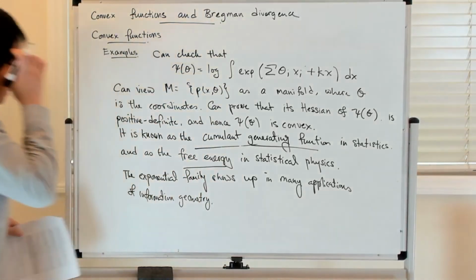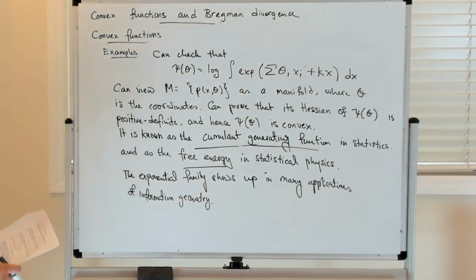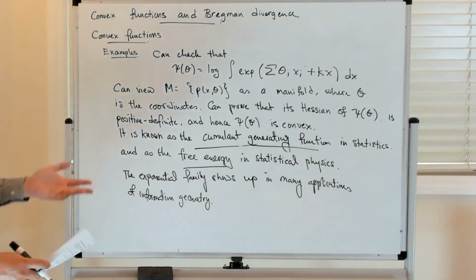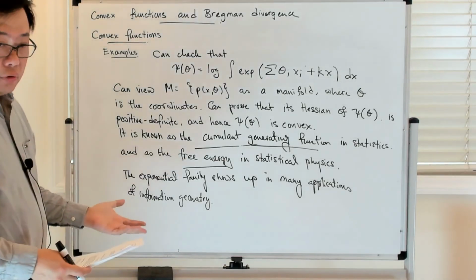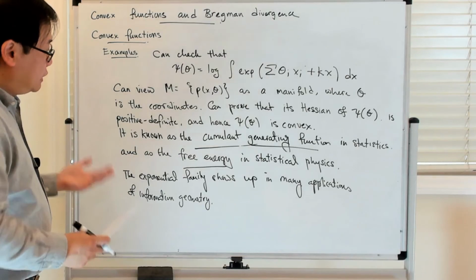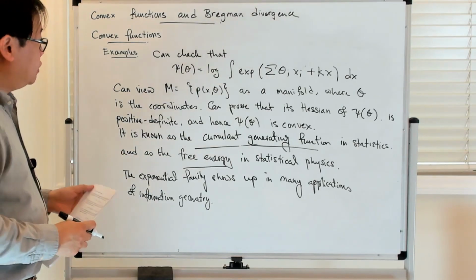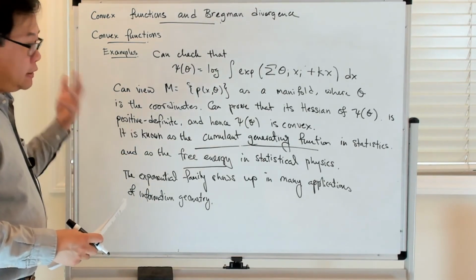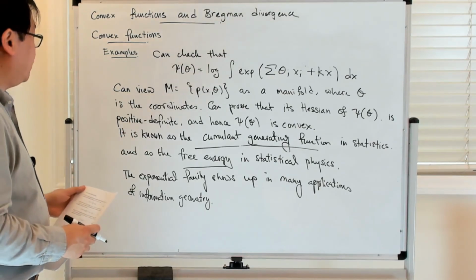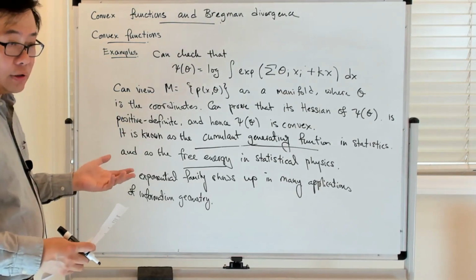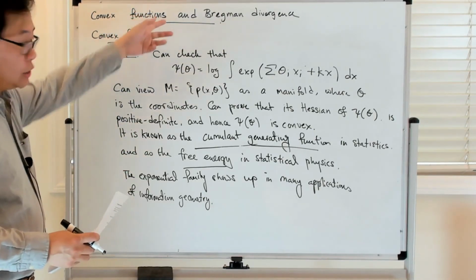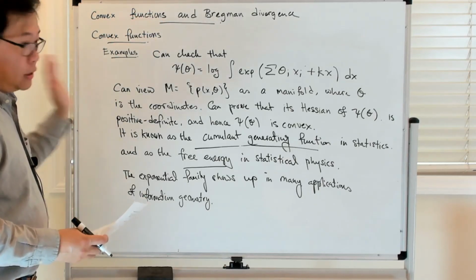So anyway, these are some examples of convex functions which play a special role in physics, in statistics, and what have you. With these convex functions in mind, we're going to construct divergence functions out of them through this construction known as the Bregman divergence. So let me just stop here for now.